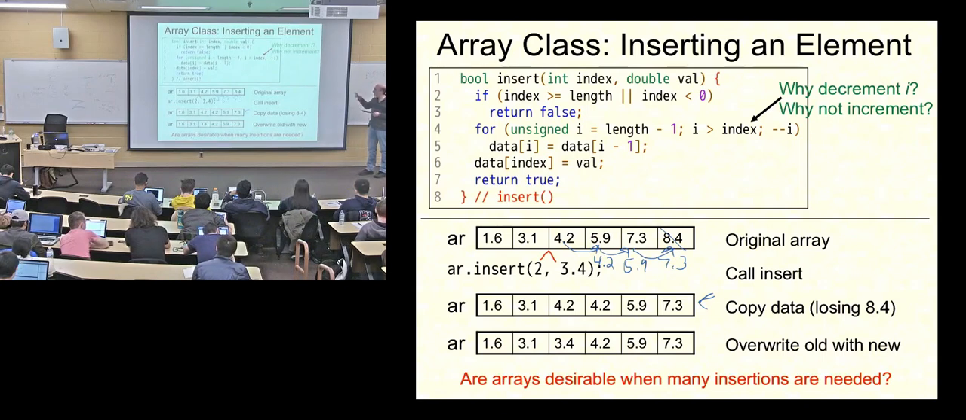So I copy everything over by 1 position, the 8.4 gets overwritten and I don't have it anymore. And then after we're done, we take this original 4.2 and overwrite it with the 3.4 we wanted to insert.